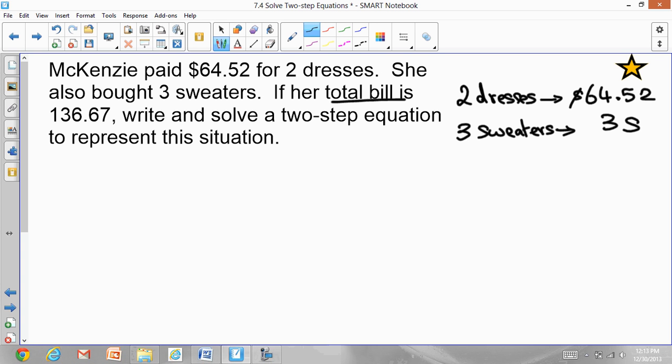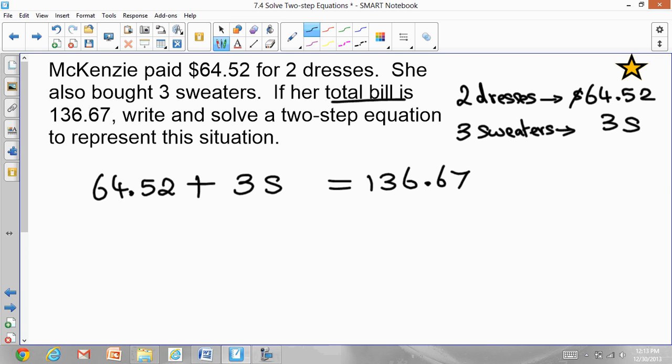So her total bill is going to be $136.67. So the cost of the 2 dresses, which is $64.52, plus the cost of the 3 sweaters, which is going to be 3S, is going to be $136.67. I could write the word 3 sweaters, but just 3S, S stands for the sweaters. So they're asking you to write and solve a two-step equation. This is writing a two-step equation.